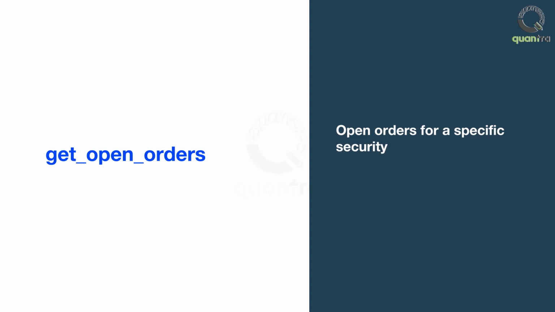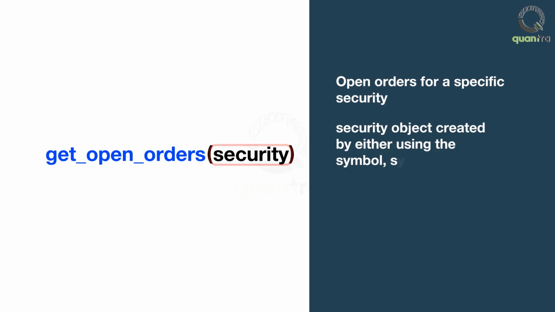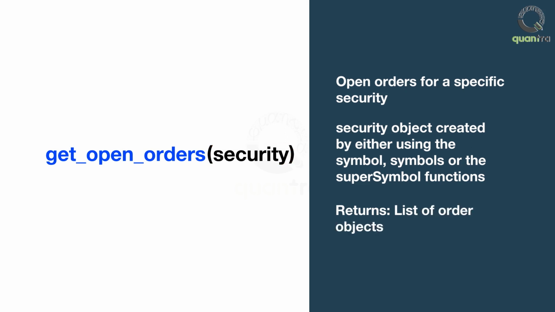The syntax to fetch open orders for a specific security is get_open_orders(security). The security argument signifies the security object, created by either using the symbol, symbols, or superSymbol functions. The method returns a list of order objects for the security.